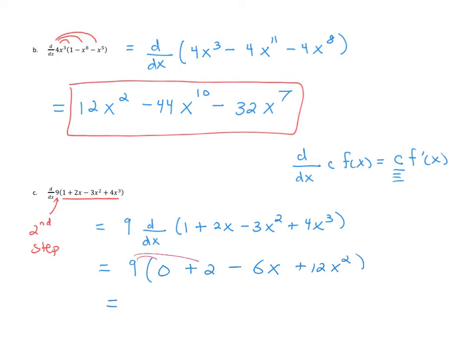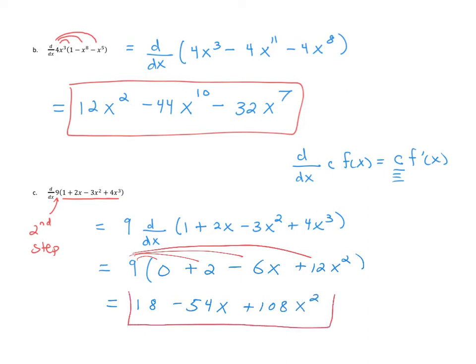I'm going to multiply 9 to all 4 terms. I'm not even going to write the first one because I know it is 0. 9 times 2 is 18. 9 times 6 is 54, so we get a negative 54x. And then we have 12 times 9, and that's equal to 108. So I get 108x squared. And this is the answer. So just to reiterate, you could have first multiplied in the 9 and then taken the derivative of that expression, and you will get the same exact answer as what I put here.